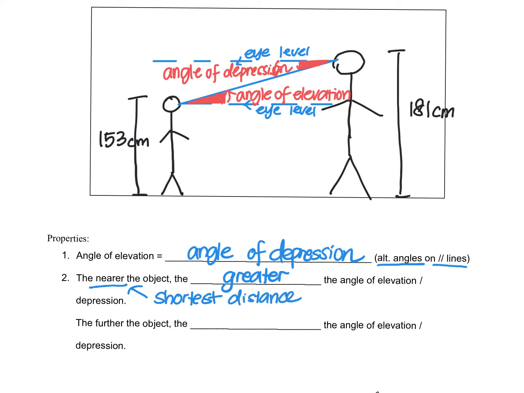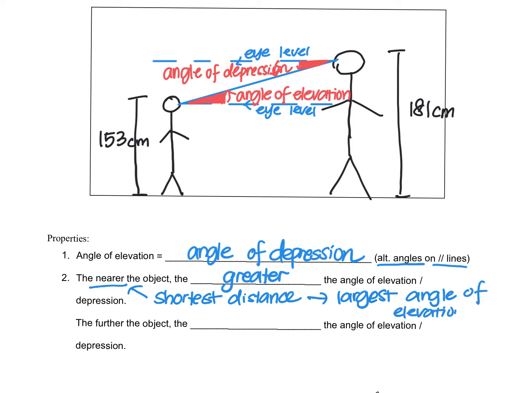Okay, nearer to me, that means the shortest possible distance. In your trigo, when you do the questions later, the shortest distance will have the largest angle of elevation or depression.